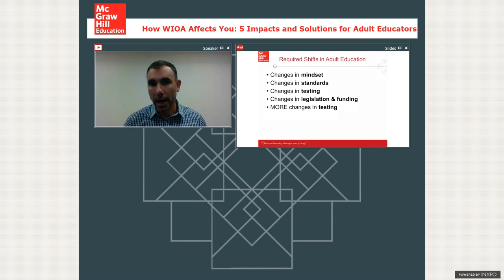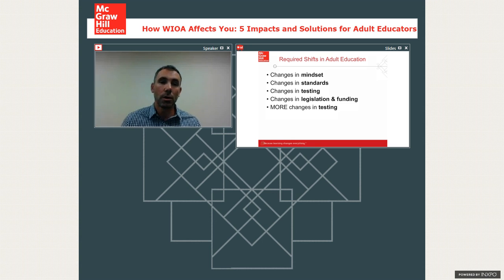So on the adult education side, we have made a number of strides towards trying to fulfill our end of that bargain in terms of raising the bar of the status of students and workers in the field who have their high school diploma and have some sort of post-secondary. That's required changes in mindset. That's required changes in standards that we've seen. That's required changes in testing. With WIOA, changes in legislation and funding. And then again, in the next year or so, you're going to see more changes in testing, testing that is more rigorous to show educational functioning levels.